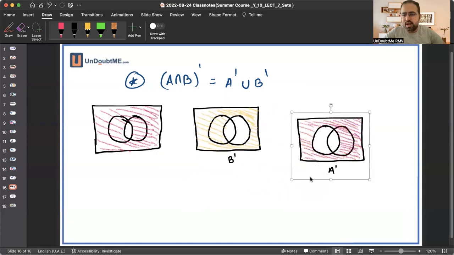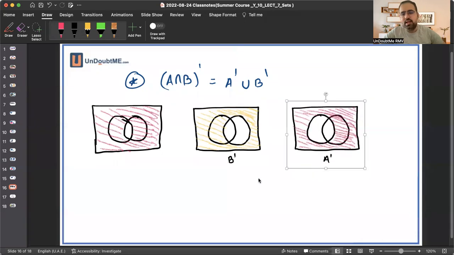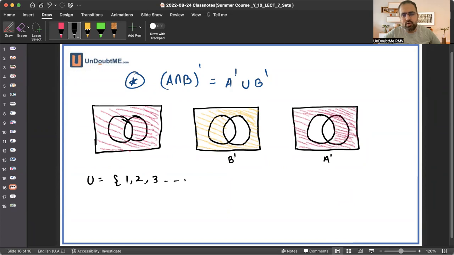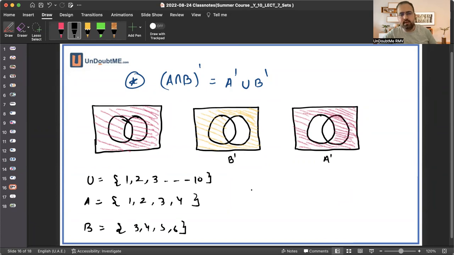One method is this Venn diagram. And the other method is you can take some example. I'll tell you with that also. What is the meaning of that? Let us say I have a universal set having elements from 1 to 10. You are free to take any example. A will be 1, 2, 3, 4. B will be 3, 4, 5, 6.